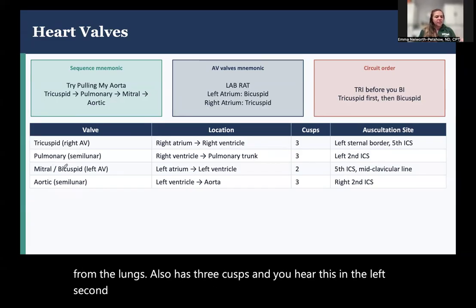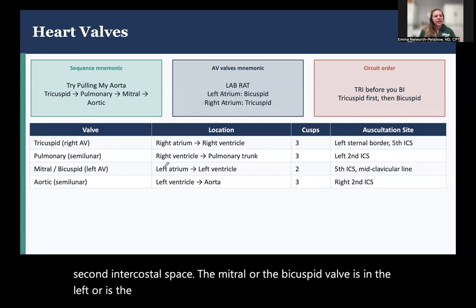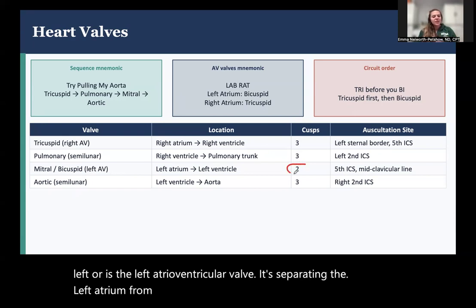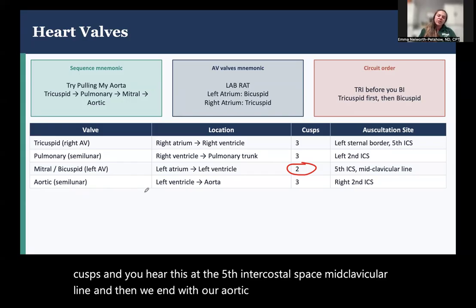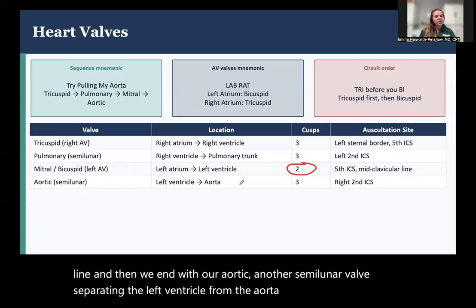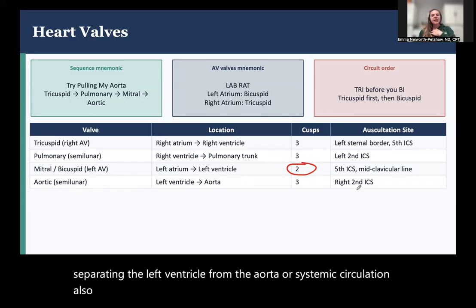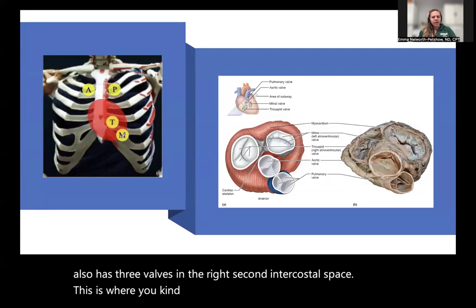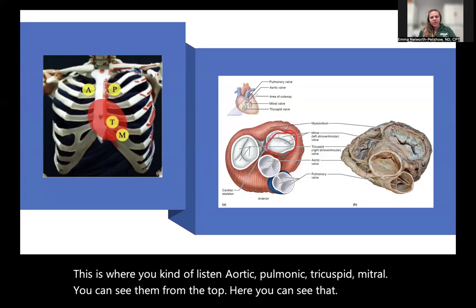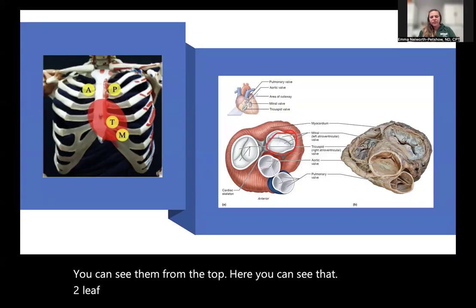The mitral or the bicuspid valve is the left atrioventricular valve. It's separating the left atrium from the left ventricle, and it's unique. It only has two cusps, and you hear this at the fifth intercostal space, midclavicular line. And then we end with our aortic, another semilunar valve, separating the left ventricle from the aorta or systemic circulation. Also has three cusps in the right second intercostal space. This is where you listen: aortic, pulmonic, tricuspid, mitral. You can see them from the top here. You can see that two-leaf mitral valve.